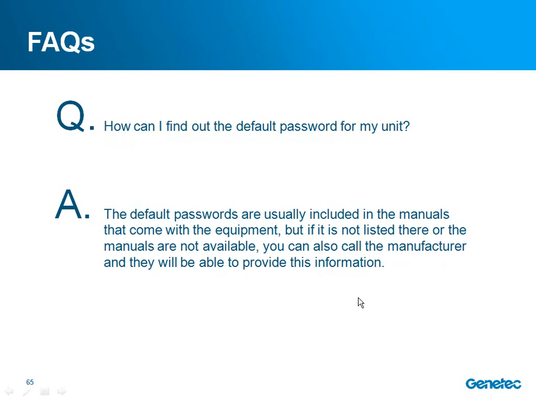And our third question: how can I find out the default password for my encoder, IP camera, or access controller? The default passwords are usually included in the manuals that come with the equipment, but if it is not listed there or the manuals are not available, you can also call the manufacturer and they will be able to provide this information.